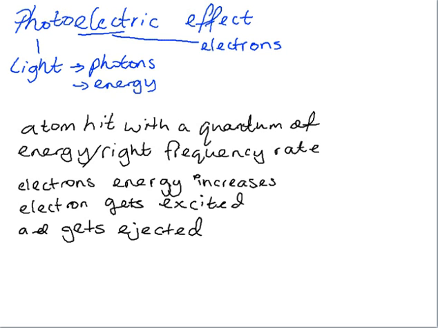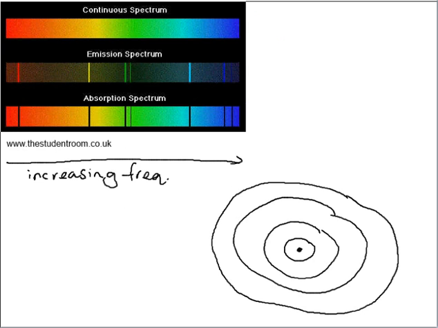And now we're going to move on to how quanta were also used to explain absorption and emission of energy, light and color, using the Bohr model of the atom. So we're going to go a bit deeper now. This is the continuous spectrum of the visible colors that we can see. This is a continuous spectrum.